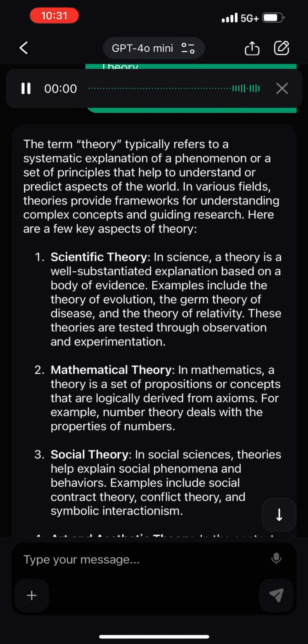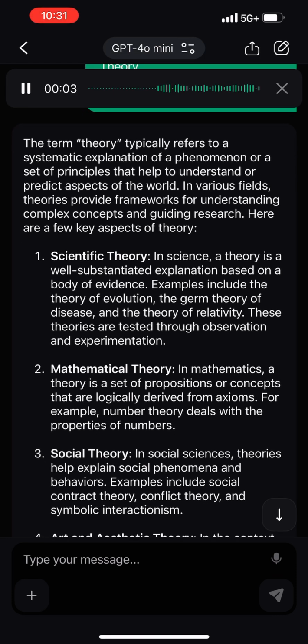The term theory typically refers to a systematic explanation of a phenomenon or a set of principles that help to understand or predict aspects of the world. In various fields, theories provide frameworks for understanding complex concepts and guiding research. Here are a few key aspects of theory.